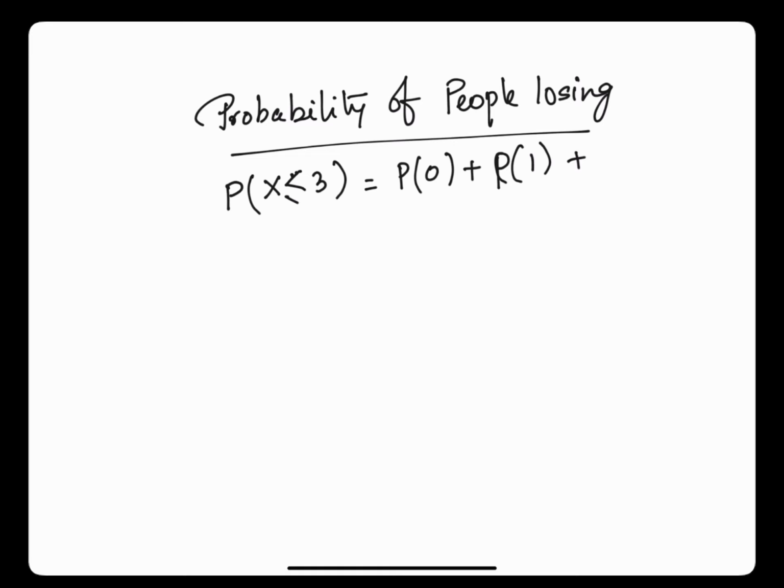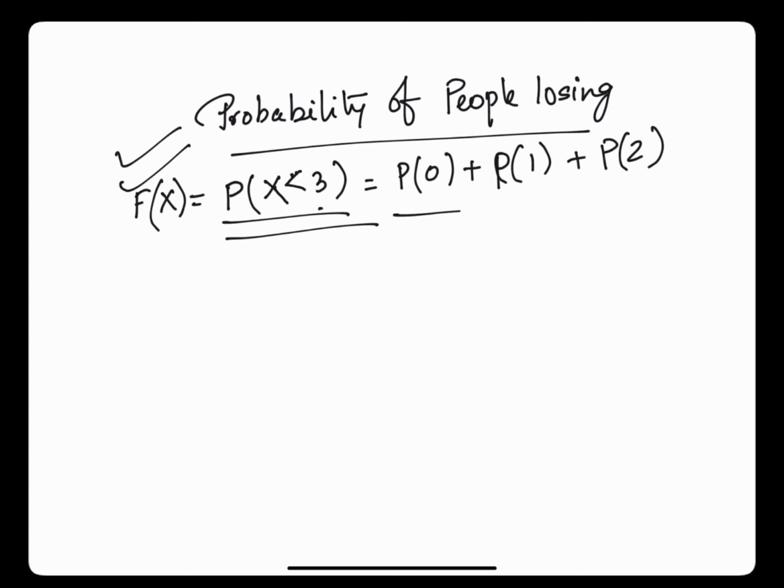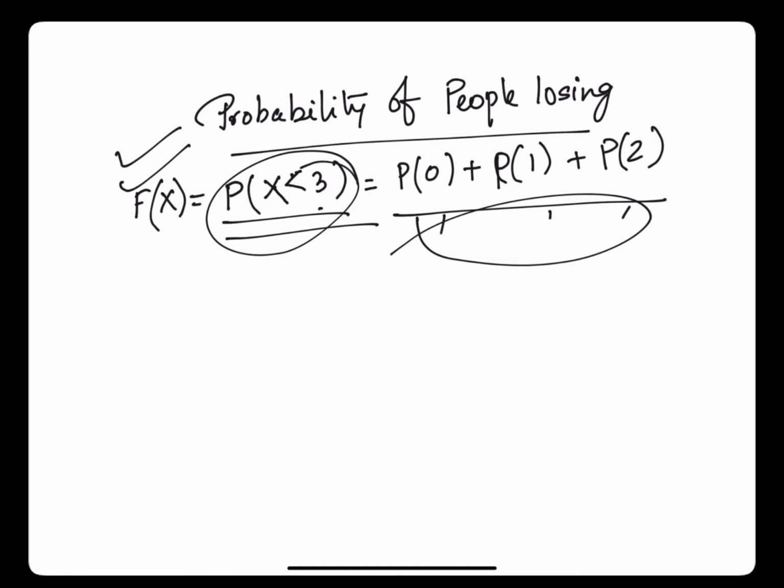Now, from the above experiment, if we want to find out how many people actually lost the game, we can do something called cumulative probability, where we just add the probabilities to get a particular probability. That is, if we want to find how many people got less than 3 red balls, we can just add up 0, 1, and 2 to find how many people actually got this. This is called a cumulative probability function.